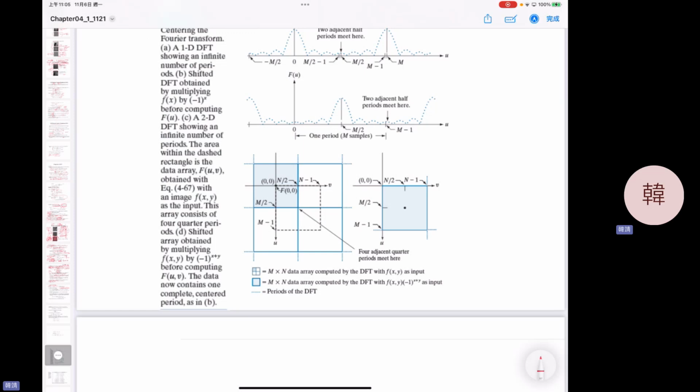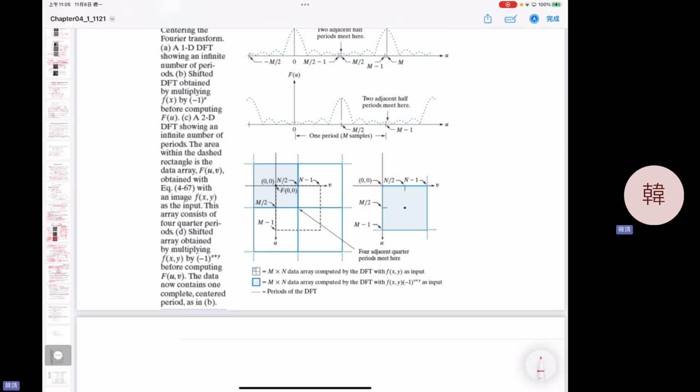Here is the Fourier transform, and centering. This is just what we mentioned. If you want to look at your image in the center, because of your transformation, the UV axes are here, so your result is like this one, and the image is not located in the center. So you are going to shift by (-1)^(x+y). I remember there should be an equation for this.